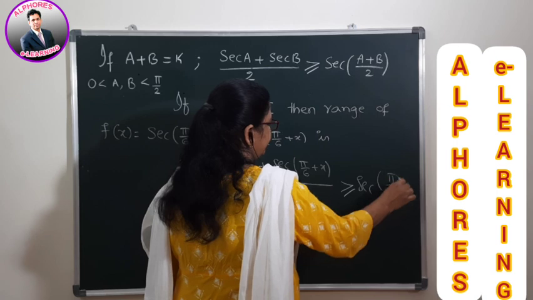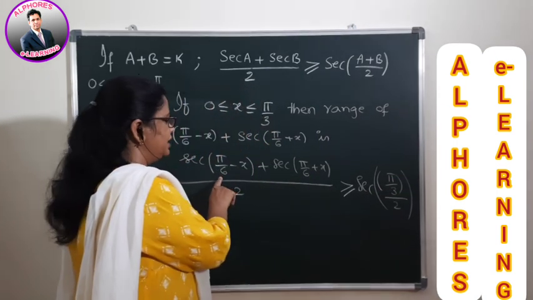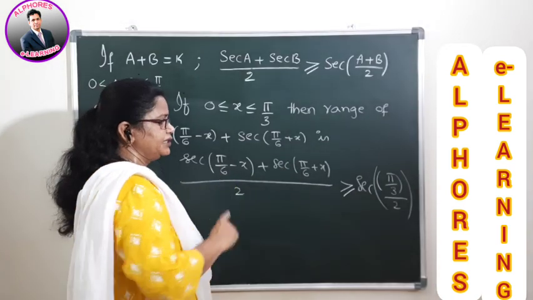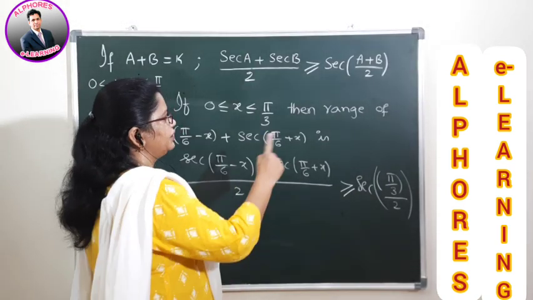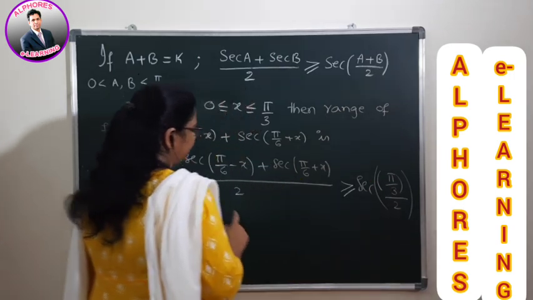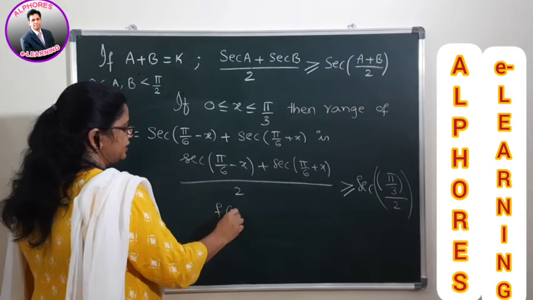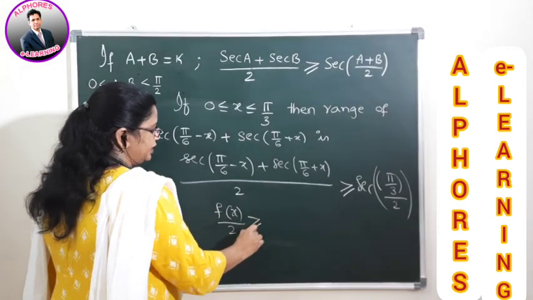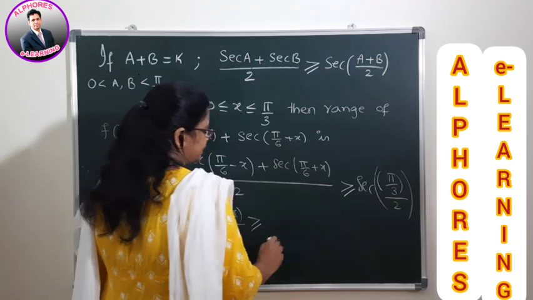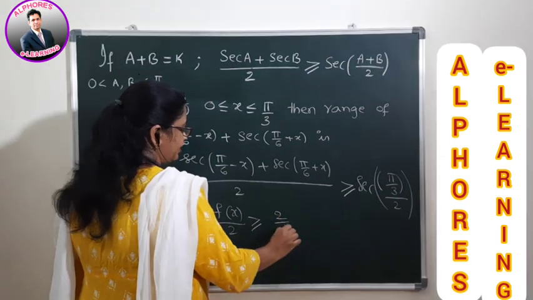It is π/3 divided by, again you got 2. Sum of these two angles, 30 plus 30, you got 60, 60 divided by 2, this is the value we got, students. In this way you write. Therefore this is our requirement, only the numerator. Therefore f(x)/2 is greater than or equal to sec(π/6). Sec(π/6) means what is our value? It is 2 divided by root 3.